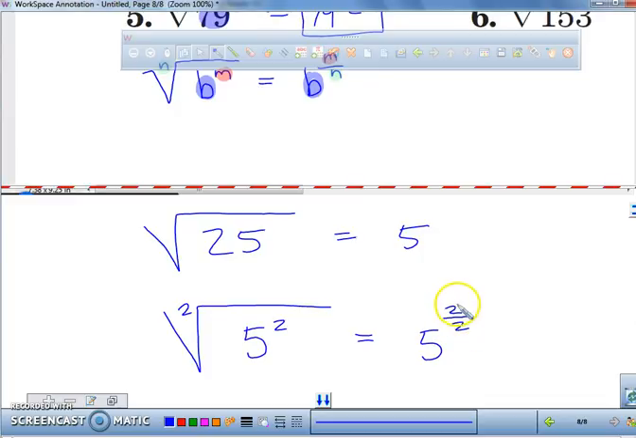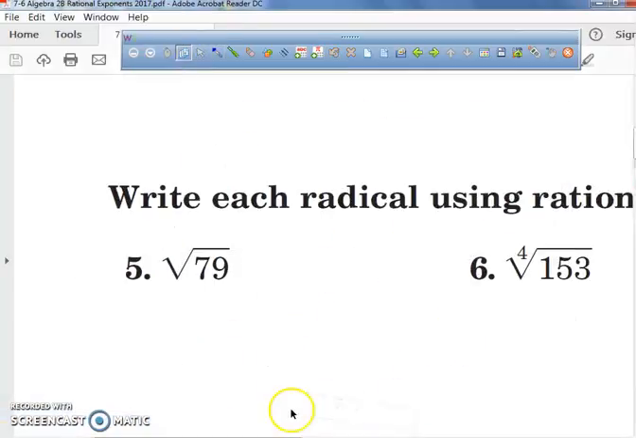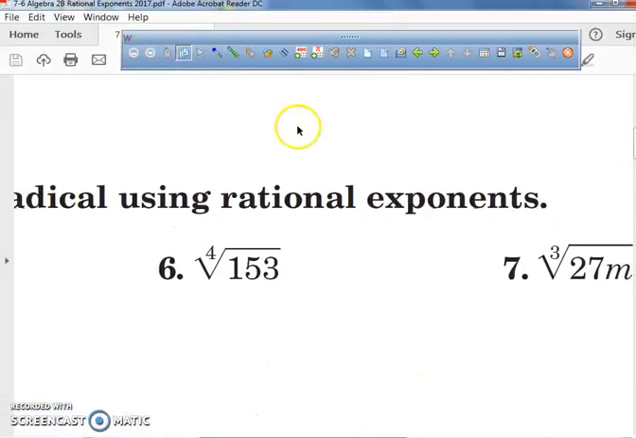Well, what is 2 divided by 2 equal to? That's equal to 5 to the first. And what is 5 to the first actually equal to? 5. Okay? See the progression with rational exponents, how you can use rational exponents or you can use radicals. They both give you the same answer. Okay? Let's look at problem number 6.